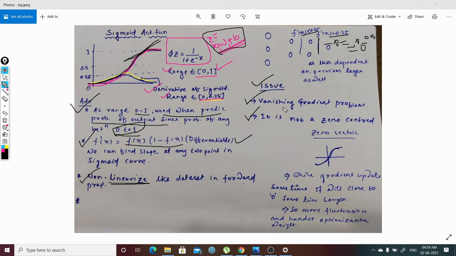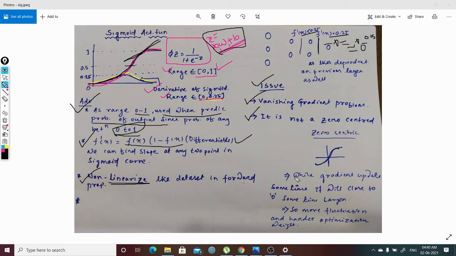While teaching you tanh, I'll tell you how we calculate this and what the vanishing gradient problem is in more depth. Okay, it is not zero centered. As you can see, the center of this sigmoid function is not passing through zero. It ranges from 0 to 1, so the center is not 0. So it is not a zero centric activation function.